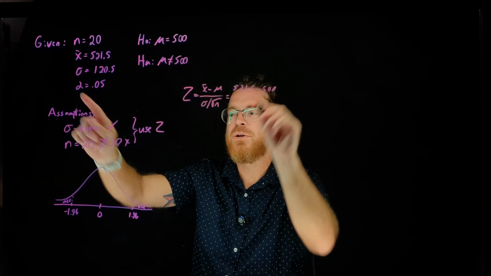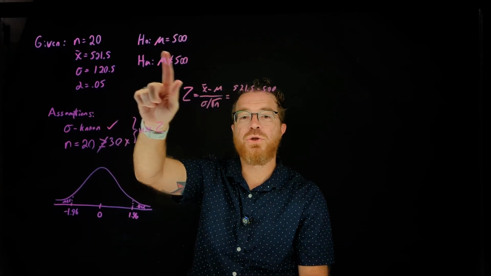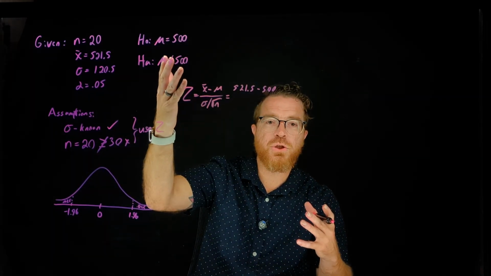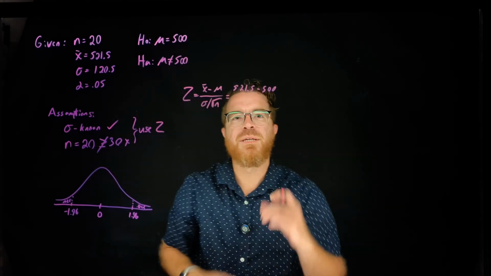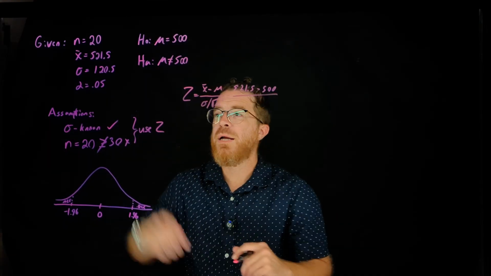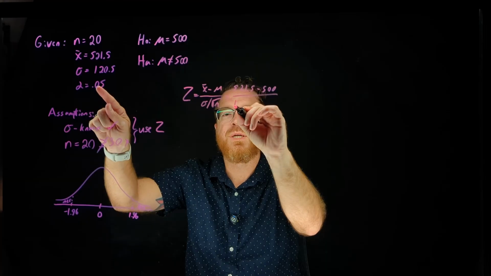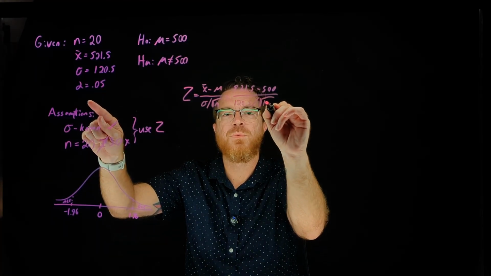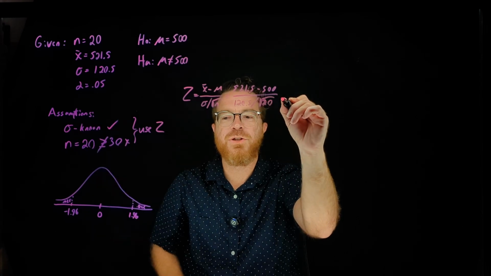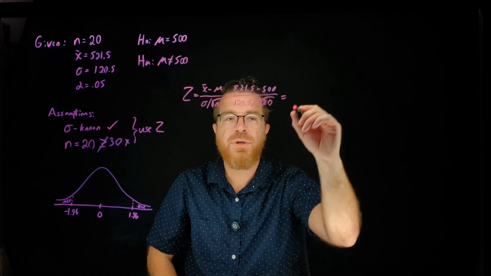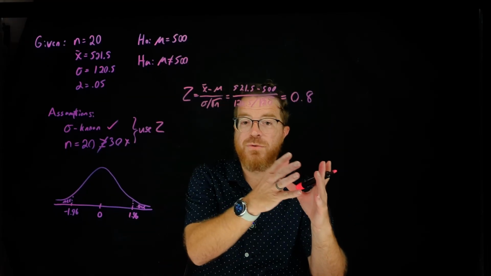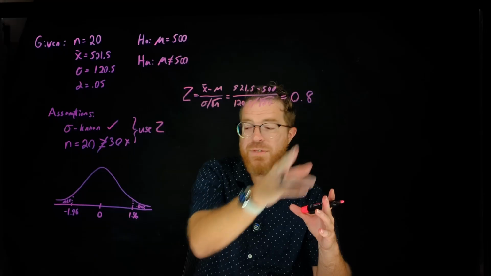521.5 minus 500. I got this mu from our initial claim of our null hypothesis. Because remember, at this stage, we're saying, assuming that this is true, let's test it out based on our data. Divided by our sigma, 120.5, divided by the square root of our n, which was 20. And then doing this, we get a value of 0.8. So using our rejection region method, or critical region method, we could see where this falls.